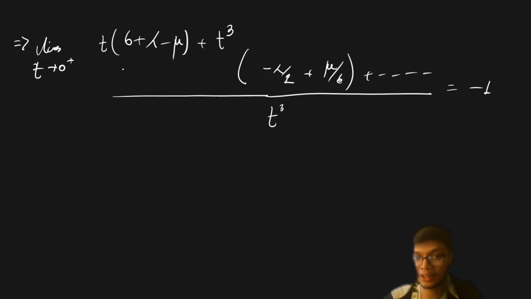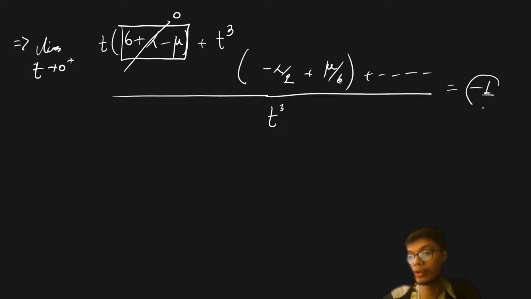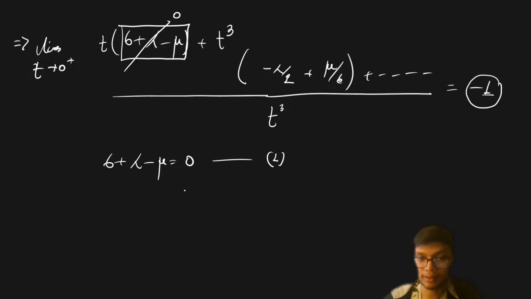Now, if the limit has to exist, this particular thing has to be equal to 0. This has to be 0 because otherwise you will have 1 upon t square, and that will go toward infinity, and it cannot be infinity because we need a finite value of the limit. Therefore 6 plus lambda minus mu should be equal to 0. That is my first equation. And the second equation is that this particular value should be equal to minus 1, then only I will have the limiting value equal to minus 1. So minus lambda by 2 plus mu by 6 is equal to minus 1 is my second equation.